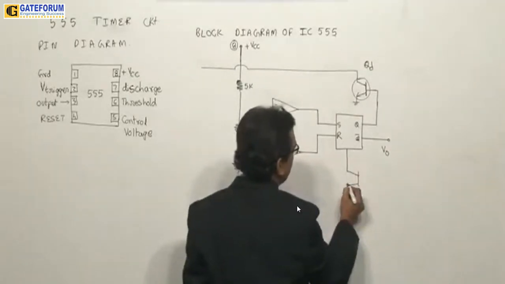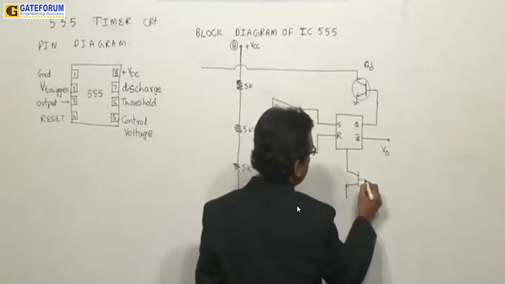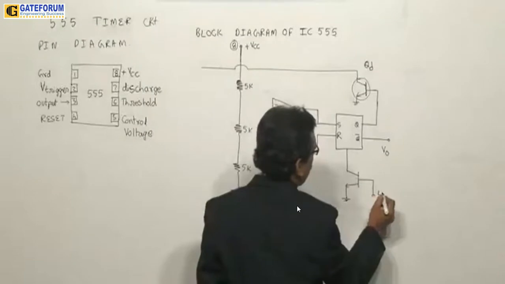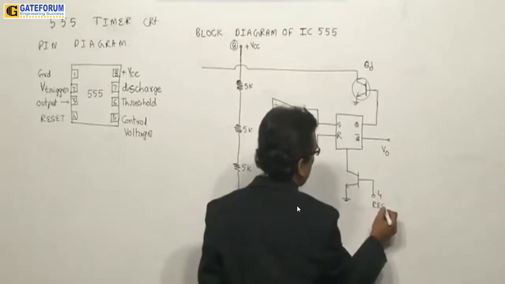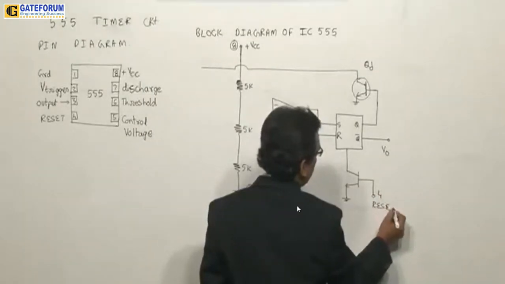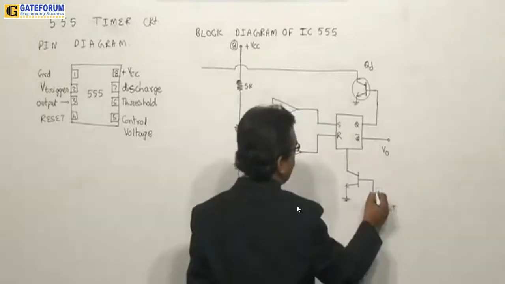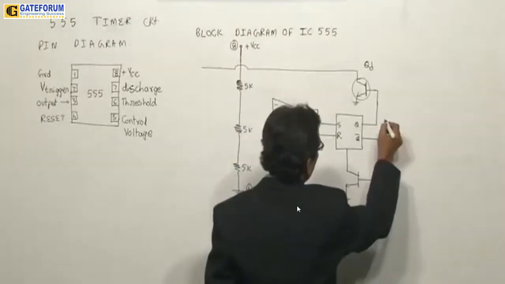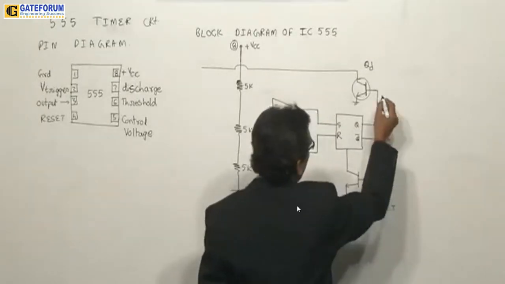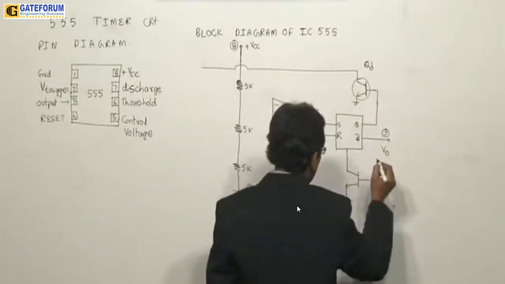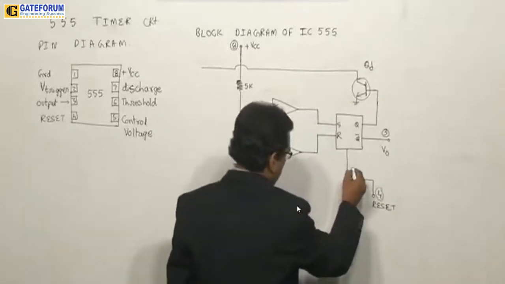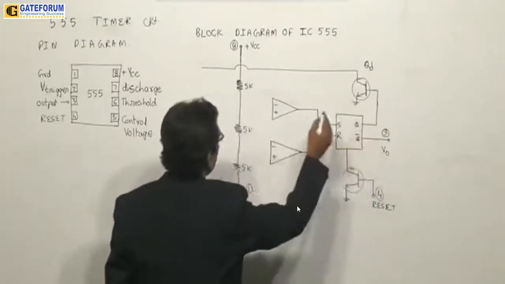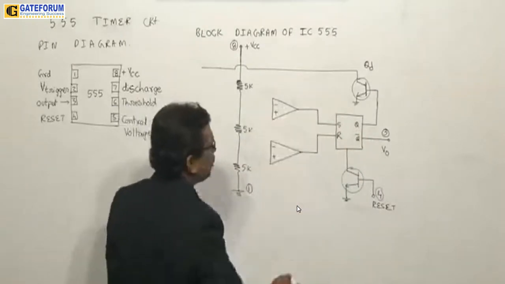So to reset this flip-flop, we need one transistor or a switch. So this I am going to take here as pin number 4. Okay, reset pin number 4, and this is pin number 3 here. Now this is reset pin number 3. Pin number 1 I have here.